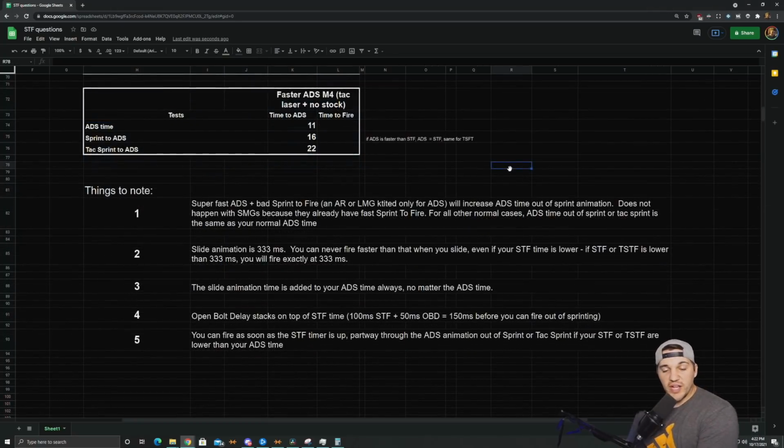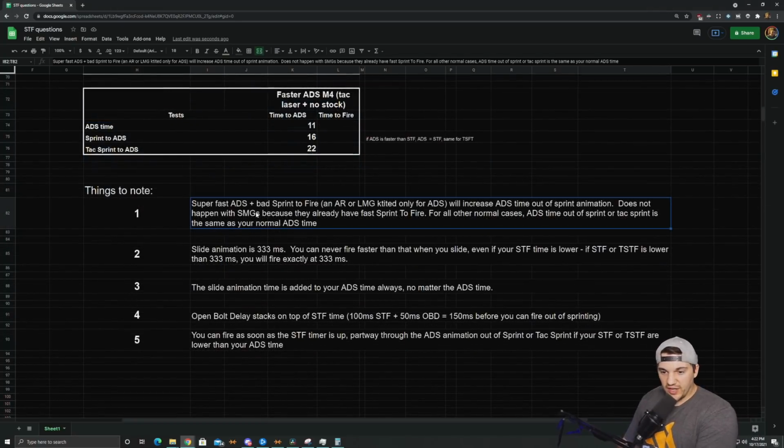All right, before I close this video out, I want to talk about point number 1 again. I made it confusing the way I wrote it. Basically, it's simple. If your ADS is faster than your sprint to fire time, so in this case, I built an M4 with like 150 milliseconds of ADS, and the sprint to fire on this was default, around 270 milliseconds, as soon as that happens, your ADS time just becomes your sprint to fire time. So if you build a gun with faster ADS times than sprint to fire, your ADS time will end up matching exactly the sprint to fire time number. It's a pretty rare situation, but it is possible with ARs and LMGs.